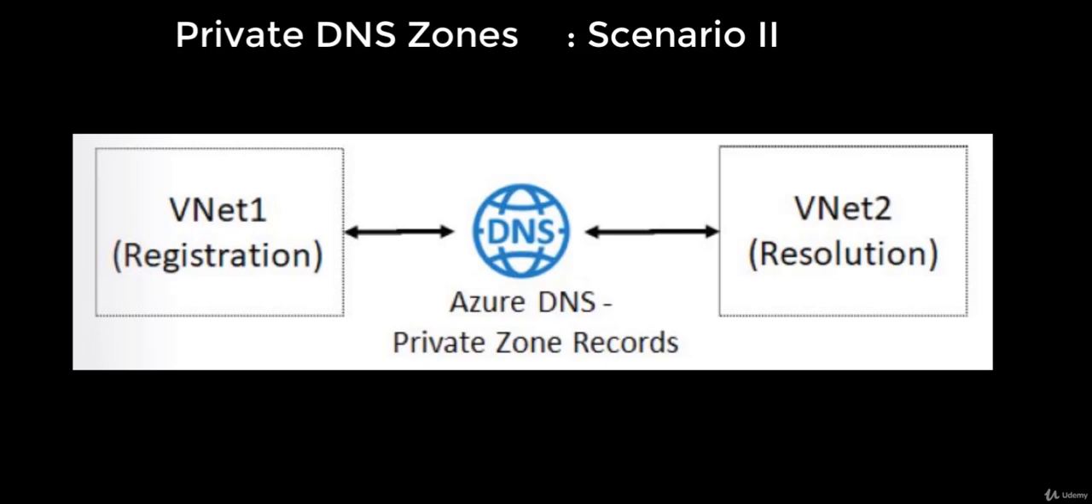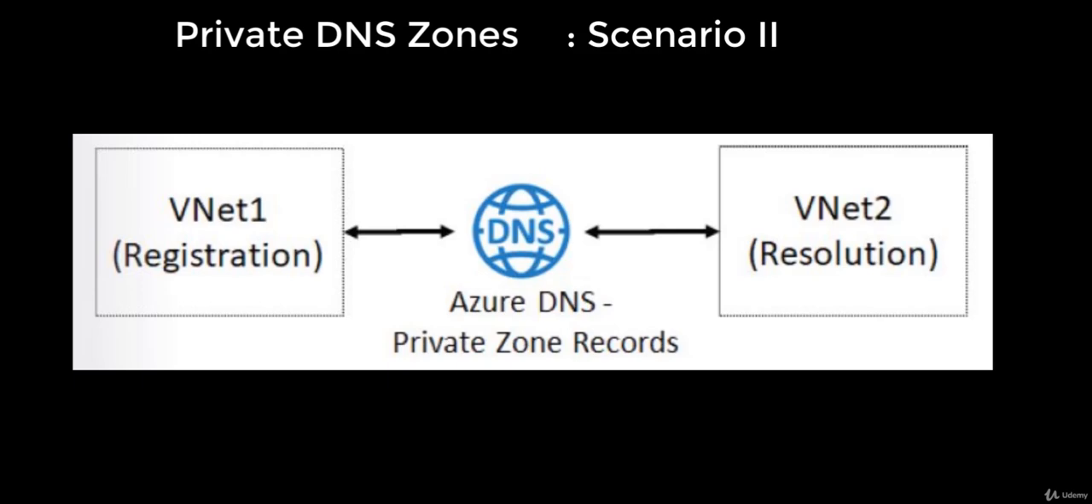The first behavior that you will notice is that the DNS queries across the virtual networks are resolved. So a DNS query from a virtual machine in the resolution VNet for a VM in the registration VNet will receive a DNS response containing the private IP of the VM. You will also notice that the reverse DNS queries are scoped to the same virtual network.